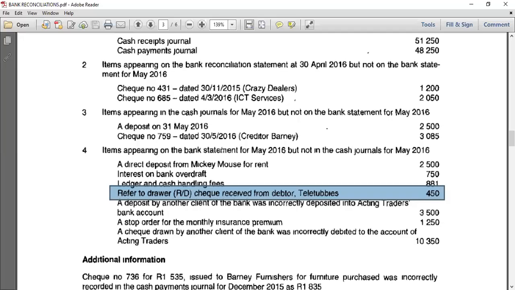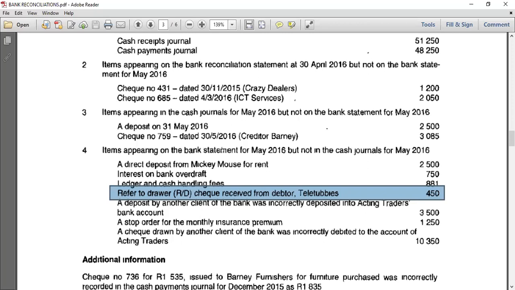Right. Then a deposit by another client of the bank was incorrectly deposited into Acting Traders bank account. That is a bank error. Someone deposited their money. Unfortunately, the bank put it in our account. So that's a bank error. We're not going to record it. Bank errors go to the bank reconciliation statement.